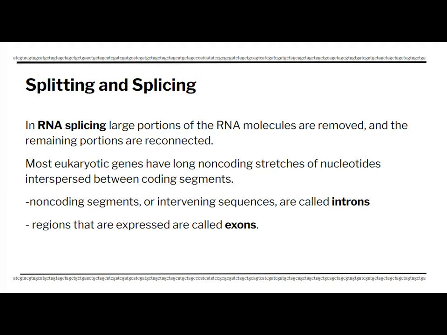There's a picture on the next slide. So we have introns and exons. There are special splicing enzymes called spliceosomes, that will go through, chop up, and reconnect the important parts of our RNA.